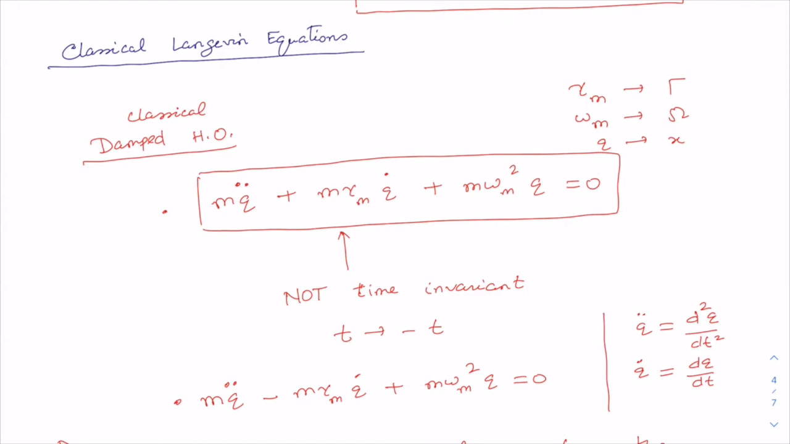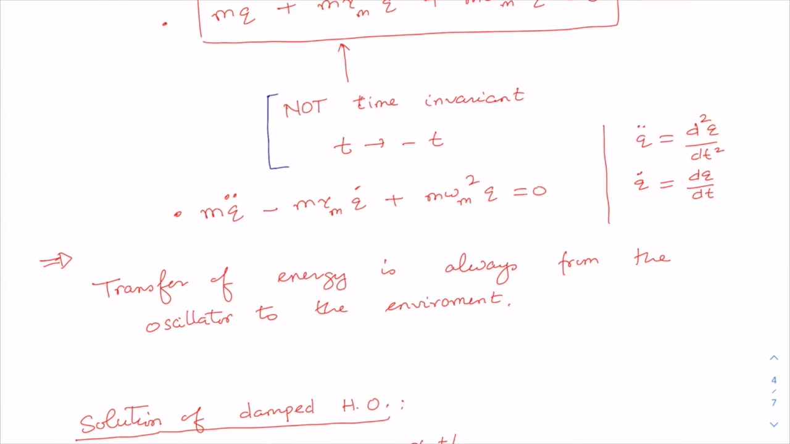But this model is not exactly accurate, because in thermal equilibrium, as per the solution of this equation, as I explained in the last class, the amplitude or the displacement of the oscillator will decay, but that is not the case in thermal equilibrium, because in thermal equilibrium the oscillation will not actually die down with time. And this is a fundamental reason behind it, because this model is not time invariant, and physically, it means that the transfer of energy is always from the mechanical oscillator to the environment, not from the environment to the mechanical oscillator.